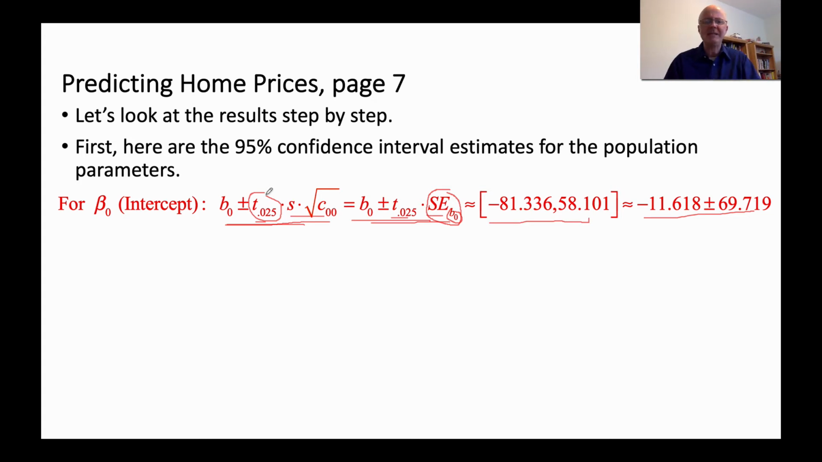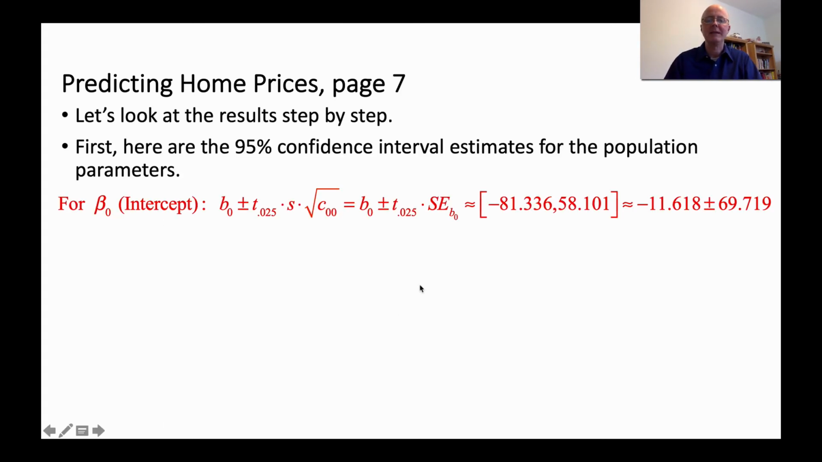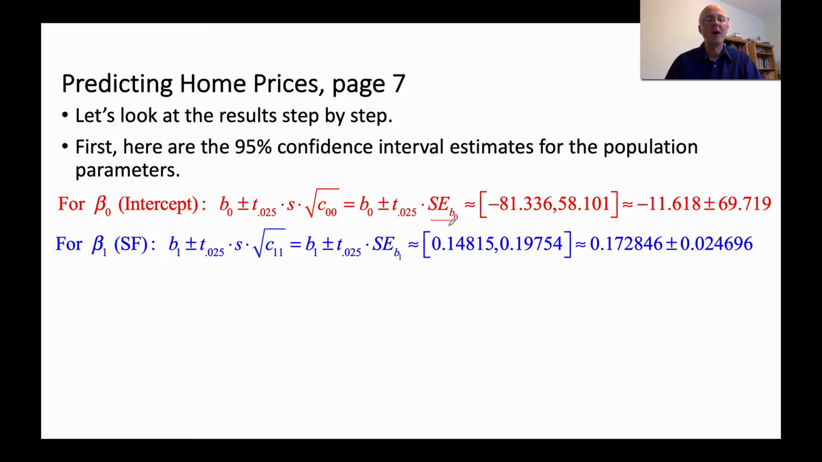Okay, this SEB0 though, I'm going to go back to the spreadsheet here. That's the standard error column here. SEB0 is this 35.0464683. Okay, that's what that number is right here. And you can just double check these things. So this is for the intercept. It's a pretty big interval. It contains both positives and negatives. Boy, that's so big it seems like it's maybe not even useful. And its units would be the same as the units for P, which would be in thousands of dollars. Wow. Even with a sample size of size 87, this is still a pretty big interval. How about the other parameters? Beta 1, for example, which is the rate of change of the asking price with respect to the square footage.